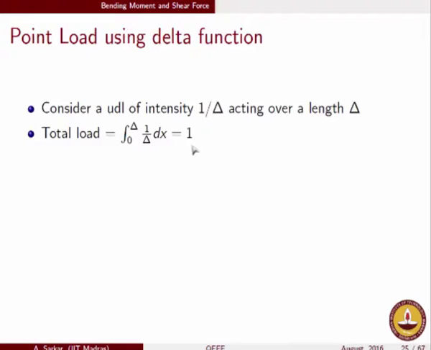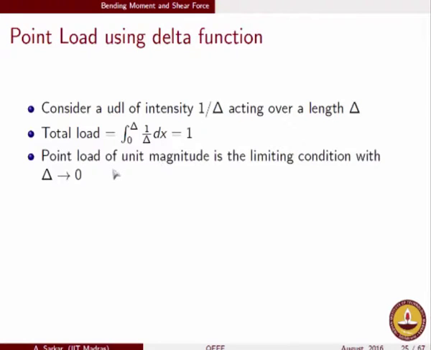So the total load is 1. Now no matter what the value of delta is, small or large, this total load always remains at 1, right? The total load does remain at 1. Now if we take this value of delta to be as small as possible, then in the limiting sense we are approaching the situation of a point load.